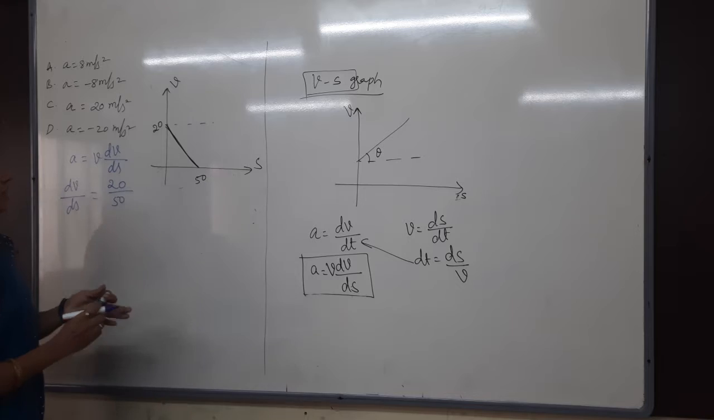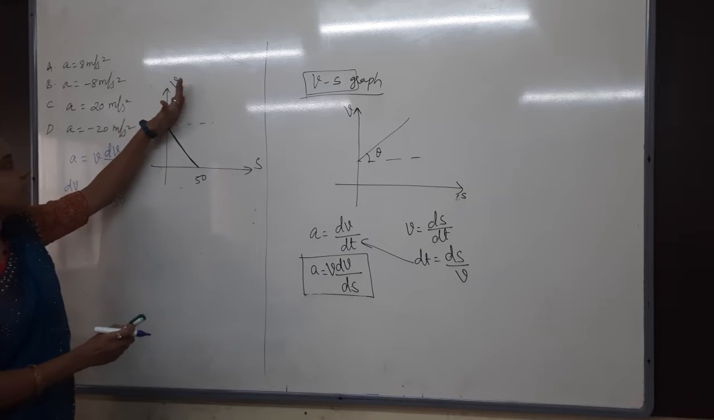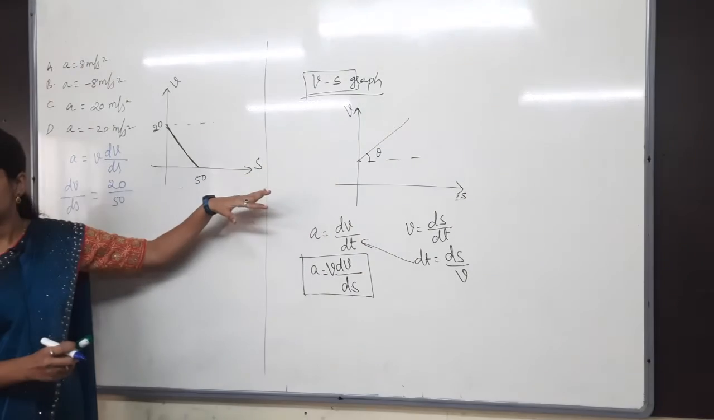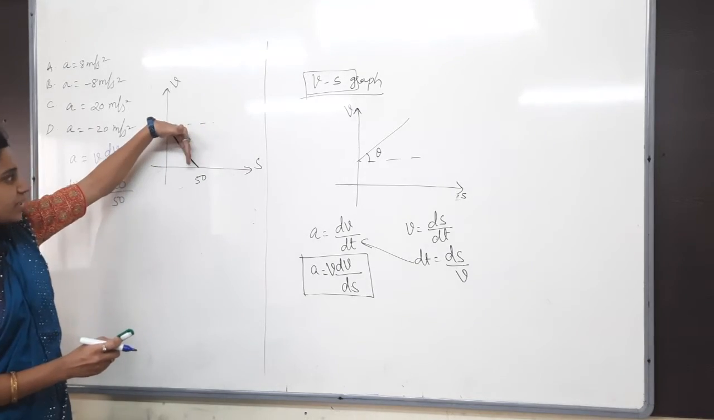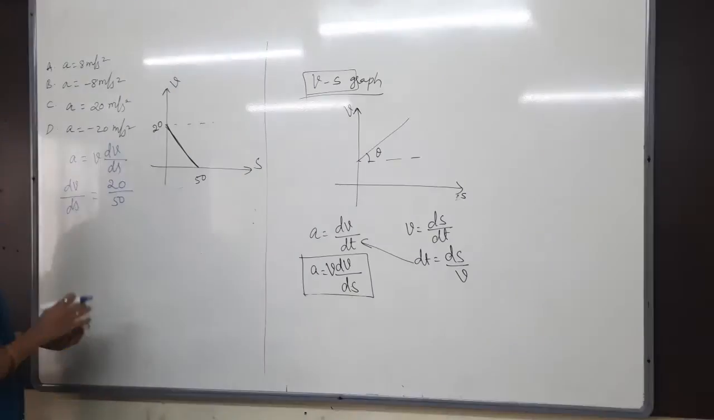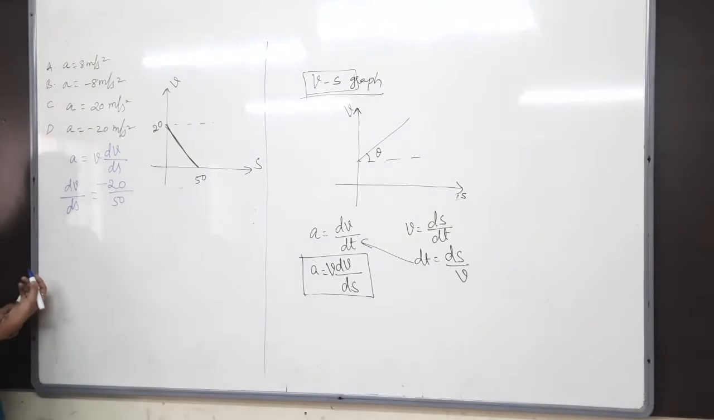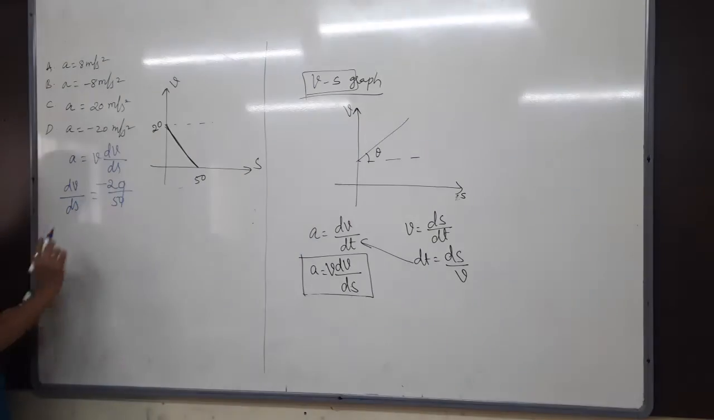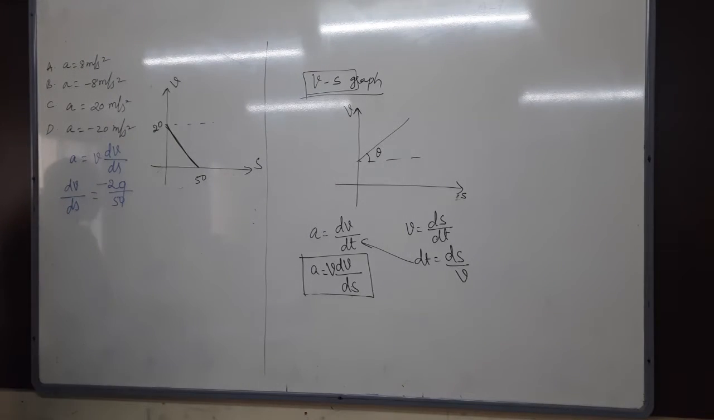Obviously, you can even see this. Whenever it is increasing like this, it is increasing the area below the curve. Whenever you are getting the slope like this, that means it is decreasing the area. Nothing but the slope is decreasing slope. Now here, decreasing slope is nothing but minus 20 by 50 you will get. So that minus 2 by 5 is the dV by ds.